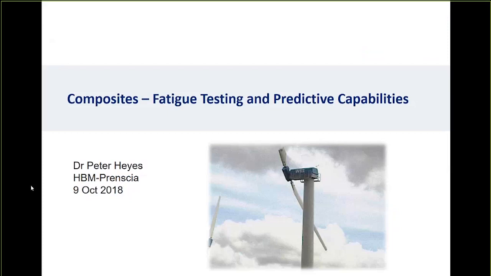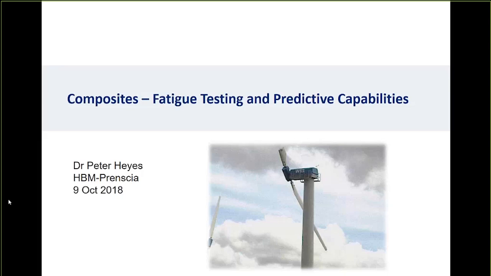So I'm going to talk to you today about composites and fatigue testing and predictive capabilities. In the past, I've heard people say that composite materials don't fatigue. Alas, this is not true. The photograph here of a wind turbine blade fatigue failure is one piece of evidence. We didn't have to go very far to get this. It was taken by one of my colleagues out of our office window.